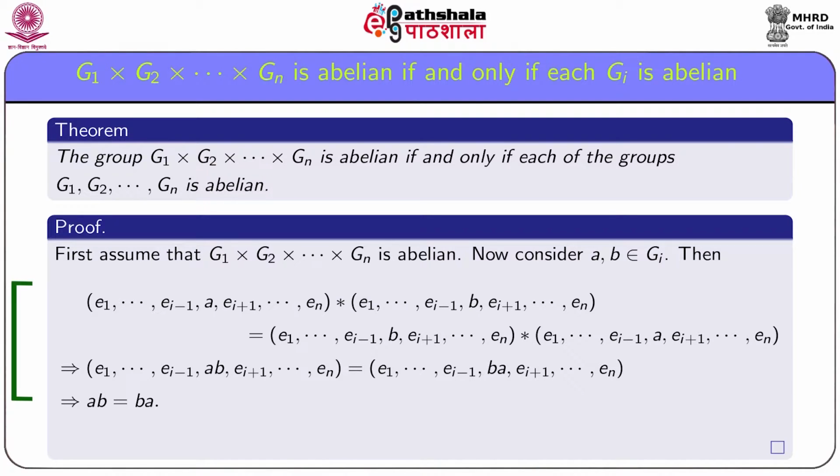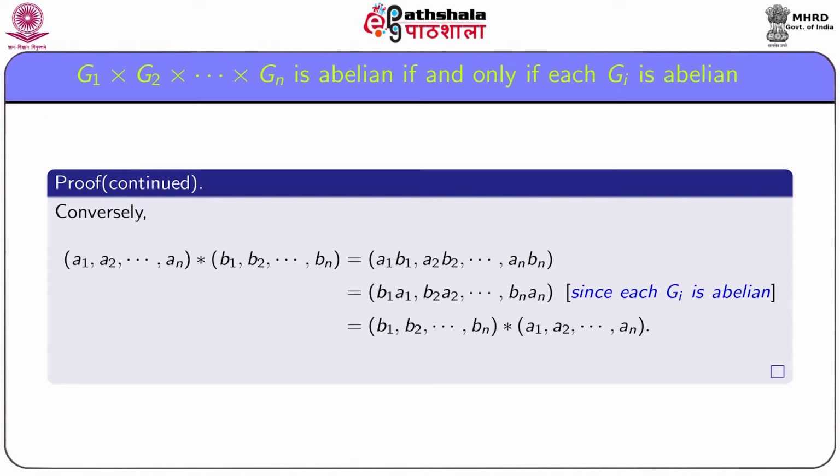Since the Cartesian product is abelian, they commute, which implies that the n-tuple with the ith component ab is equal to the n-tuple having the ith component ba. From the definition of equality of n-tuples, we have ab is equal to ba. Since a and b are arbitrary elements of Gi, Gi becomes abelian, and since i is arbitrary, every Gi is abelian.